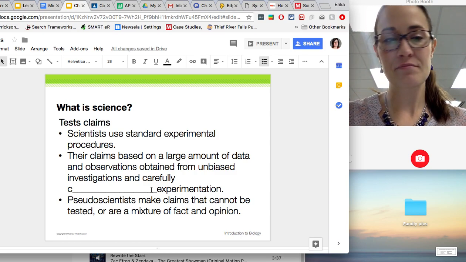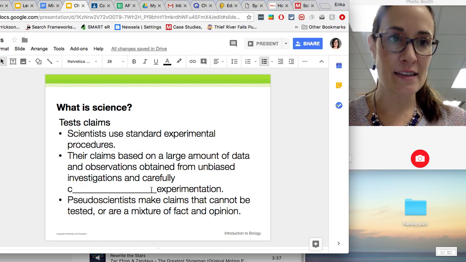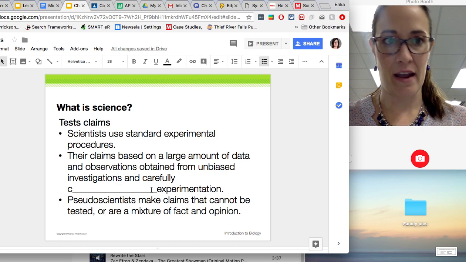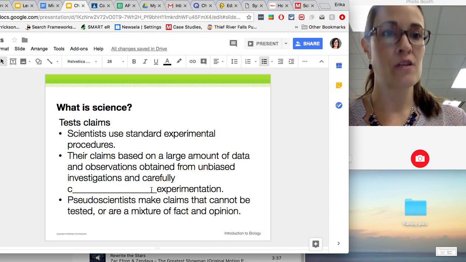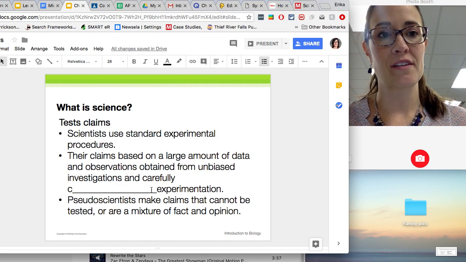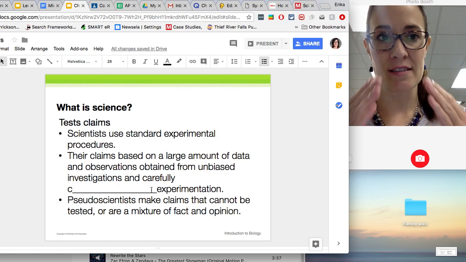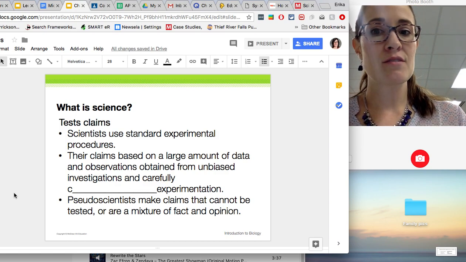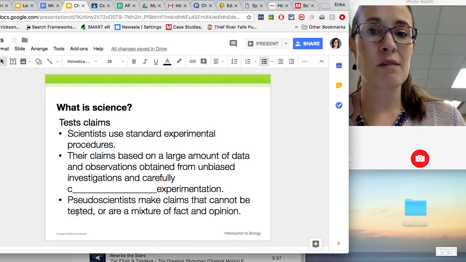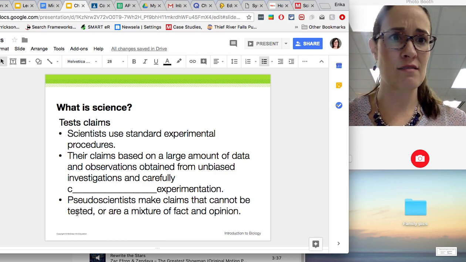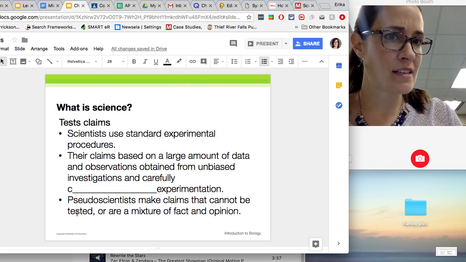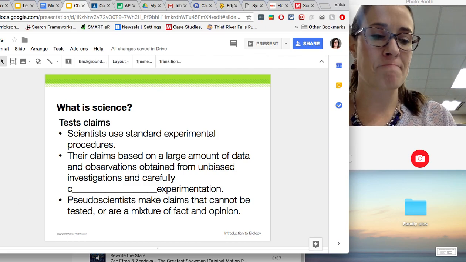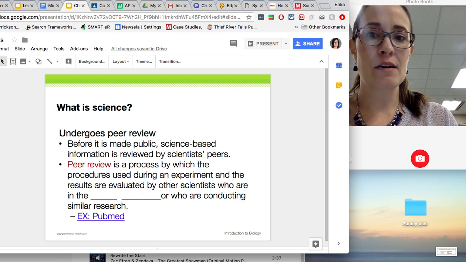If you're testing this new pesticide on plants, you want the plants to all be the same plant, be grown in the same type of soil, the same regulated temperature, so that you have a controlled experiment. If you're changing one thing, you know exactly what's causing that change. Pseudoscientists make claims that cannot be tested. How do you test? They're saying whatever they're saying, but it's not testable. That's not science. Scientists undergo peer review.